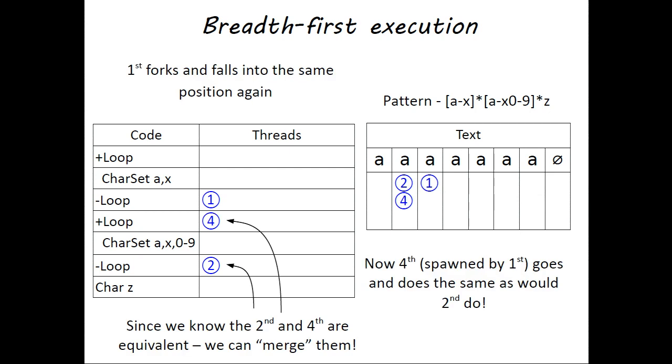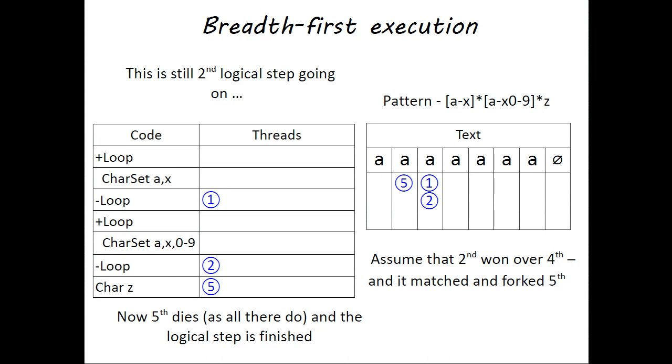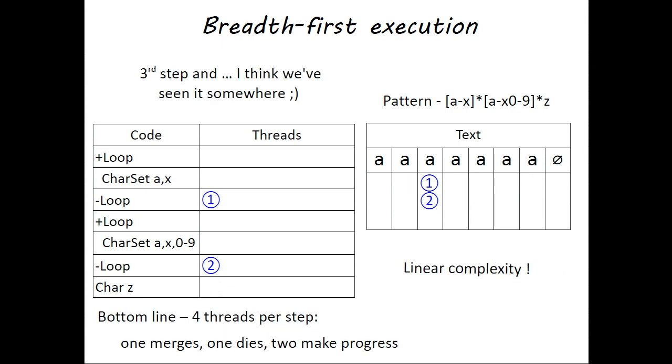Now let's execute the second step. We again spin the first thread inside of the loop. It spawns another thread, number four, and the third died. Now we know that the second and fourth threads are equivalent because they sit at the same exact position in the program. So we can drop the fourth thread to avoid executing it and move to the second one. This is still the second step. The second thread spawns the fifth thread, and it dies because there's no character Z. So what do we have after the second step? We have two threads sitting at the same positions as before. And the bottom line is that we always execute four threads at each step, and this is linear complexity.